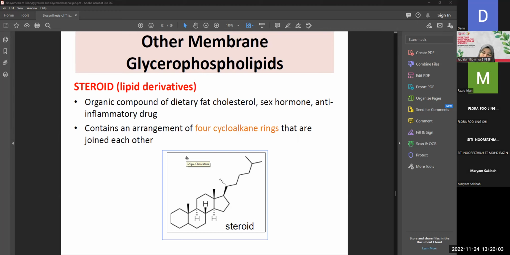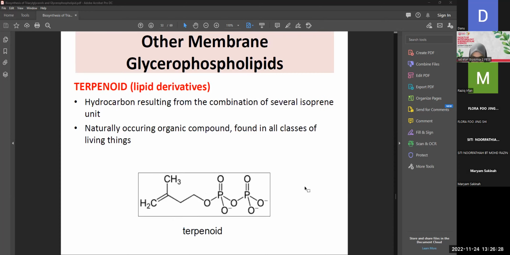Steroid, we know, is part of the cholesterol. This is the general structure of cholesterol. It has these 4 cycloalkane rings. We are going to discuss the structure of cholesterol later, in the next class on the biosynthesis of cholesterol. So basically this is the structure of steroid.